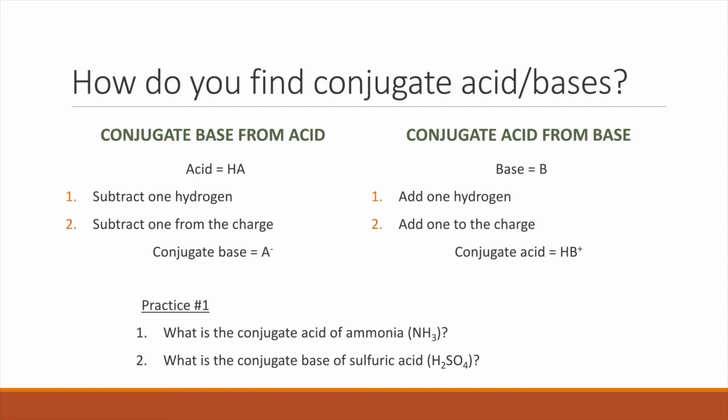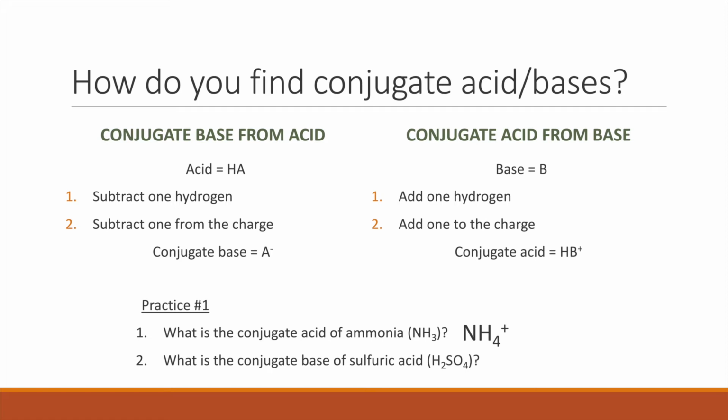Alright, so hopefully you guys have had a chance to try 1 and 2 on your own. So number 1, what is the conjugate acid of ammonia, NH3? Well, if I'm trying to find the conjugate acid, I'm going to add. So I'll add one hydrogen, add one to the charge, I get NH4+.